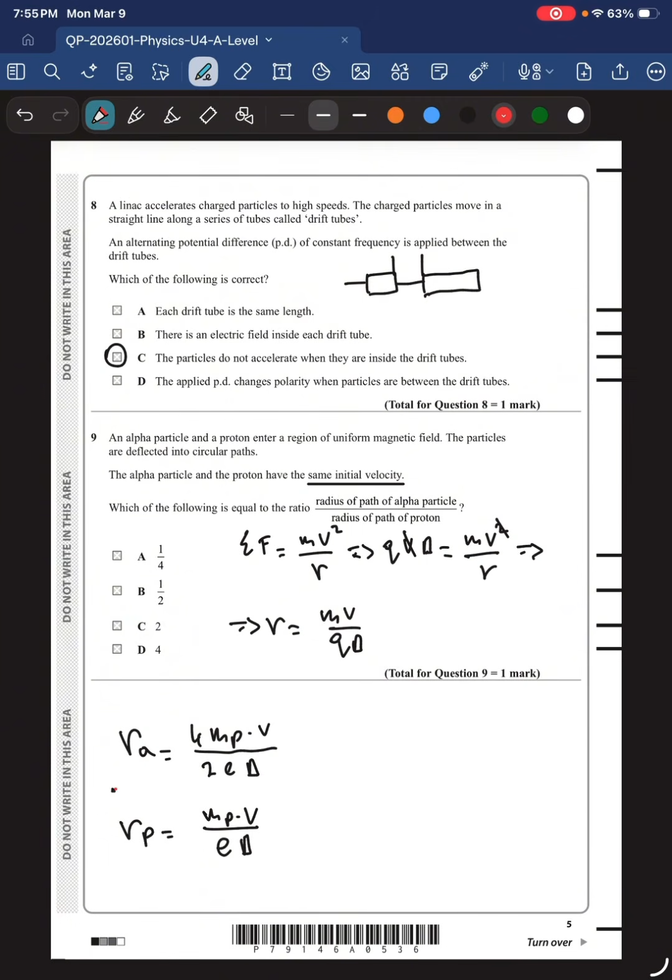Let's use a different color. So we divide, and the velocity cancels, B cancels, mp cancels, e cancels, and we are left with ra over rp equal to 4 over 2, which is 2. So the answer is C.